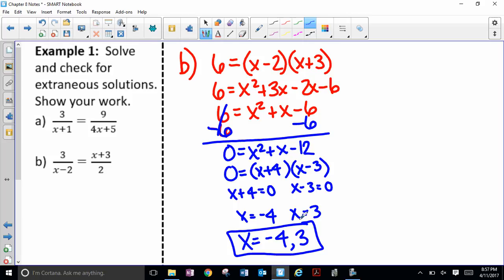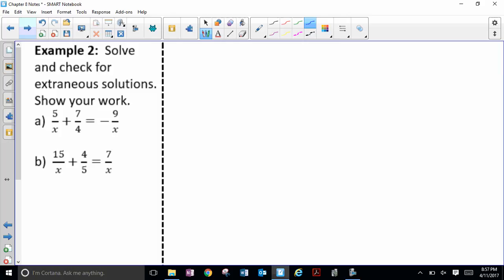Okay. So like I said, you don't have to formally show the check, and I was just showing you that the denominator won't be 0 when you plug in either of these answers. Okay, so two fractions set equal to each other and nothing else on each side, then that's cross multiplication to solve that proportion. All right, example 2 is different.